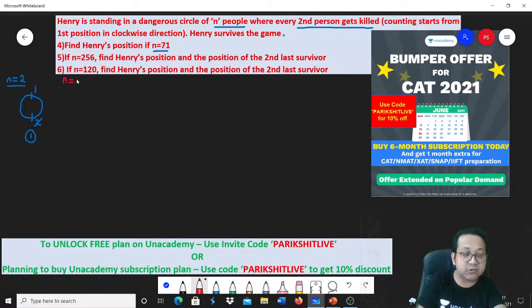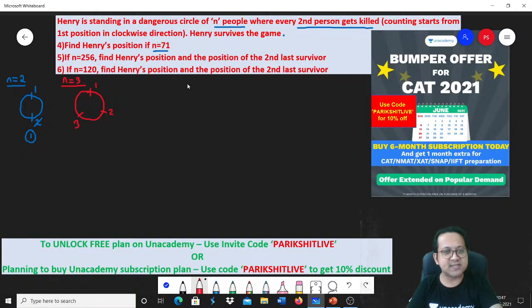Similarly, let's say there are 3 men standing. Same logic you need to play. Let's say 1, 2, 3. Remember, every second person gets killed. Don't forget that. So start counting. 1, 2. So 2, the second person, gets killed. Continue the counting. 3, 1. So 1 will get killed. Who is the last man standing and survives the game? Answer is person number 3.